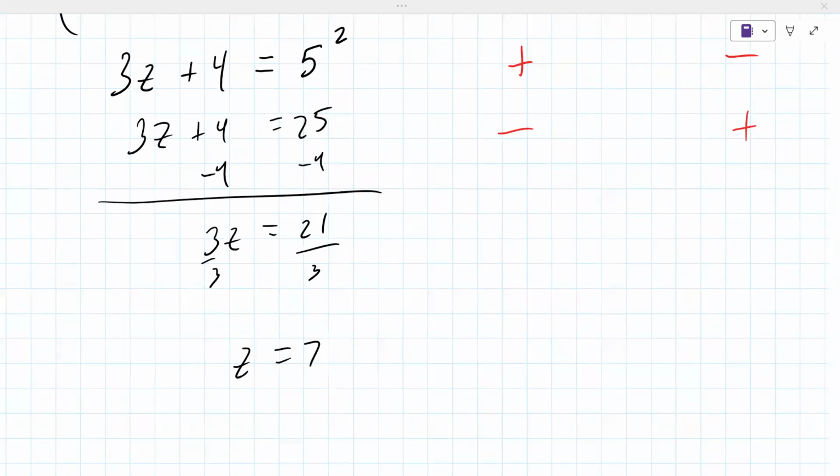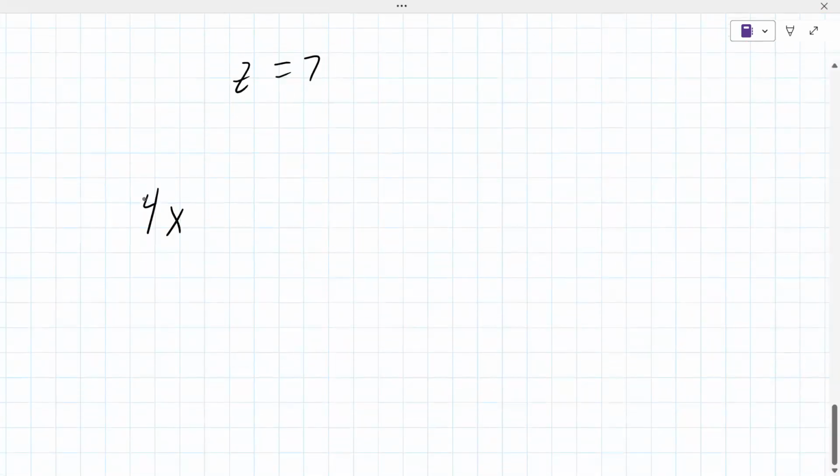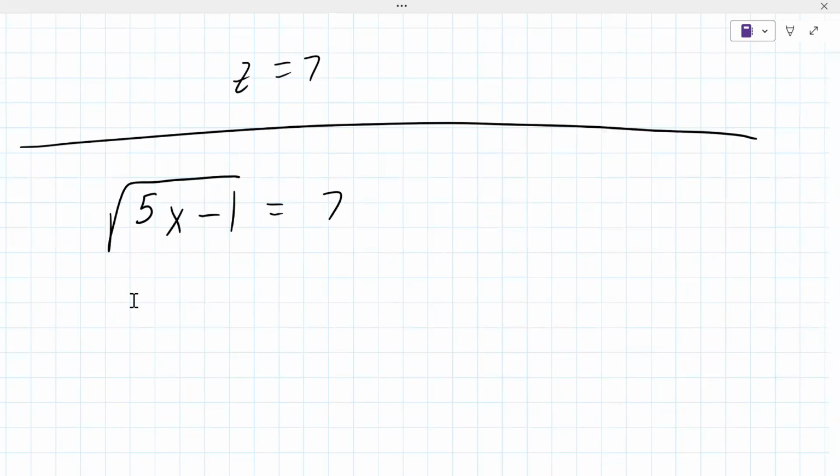So let me give you another problem to try here. Let's say it's 4x. No, I can't do that. Let me do 5x. 5x minus 1 equals 7 square root like that. So whenever you see the square root operator, you have to know to undo it with a square by squaring both sides. And then it just completely goes away, right? All right, so what does the next line look like here? What's the next thing I should write?